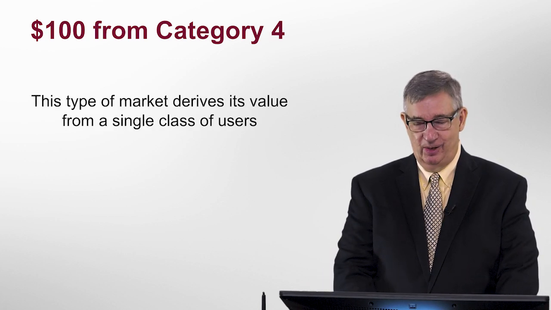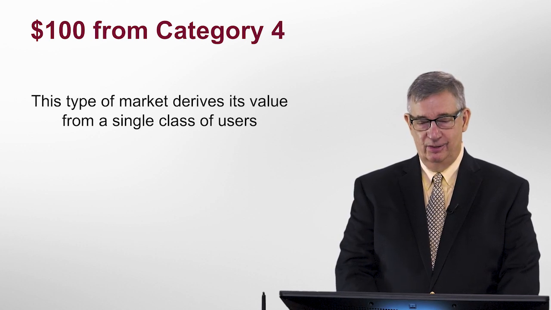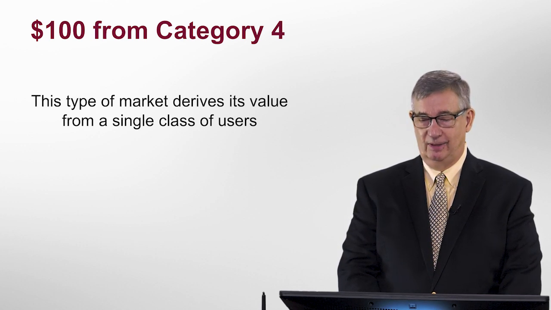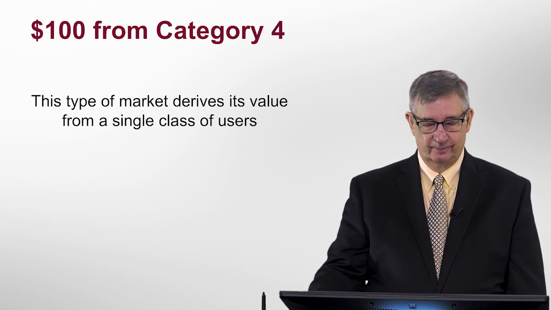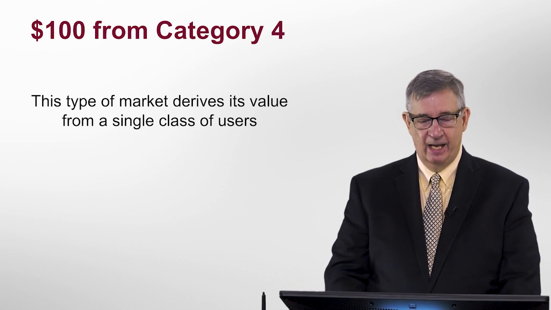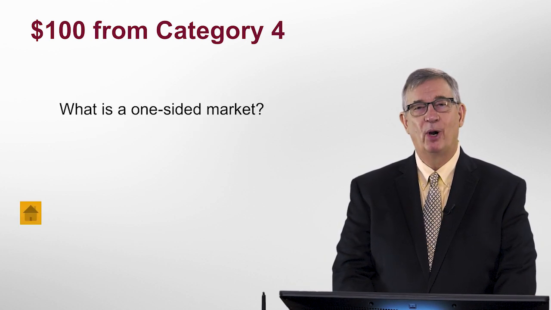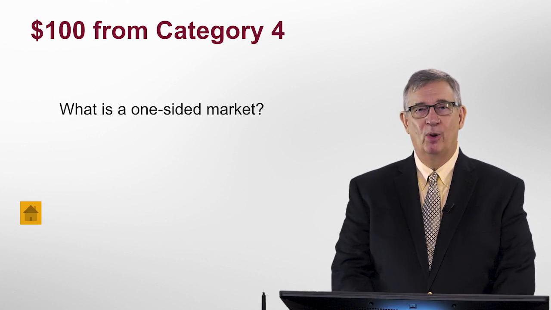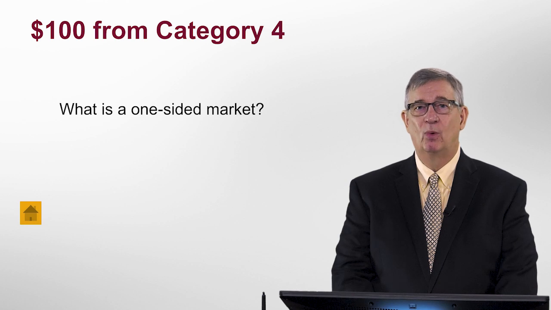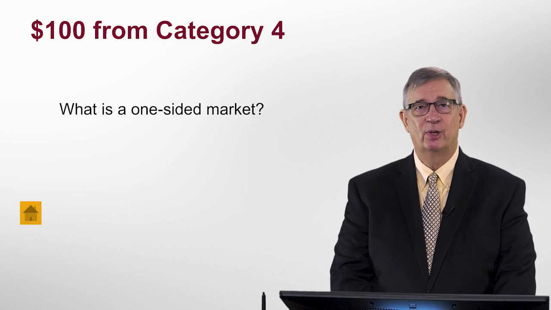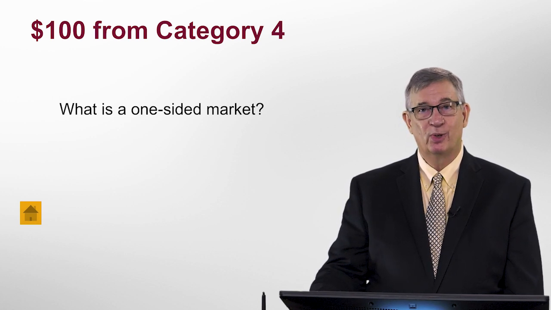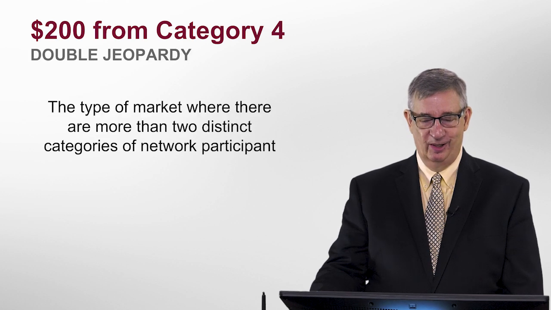Moving into another category now. This type of market derives its value from a single class of users. Single class of users. And the question is, what is a one-sided market? And typically we think about most businesses as one-sided markets. So retail, for example, is maybe a store that you go into. There's one set of customers that belong, and things are fairly clear on how you compete in that type of industry. And of course, we're going to explore some different types of markets as well.